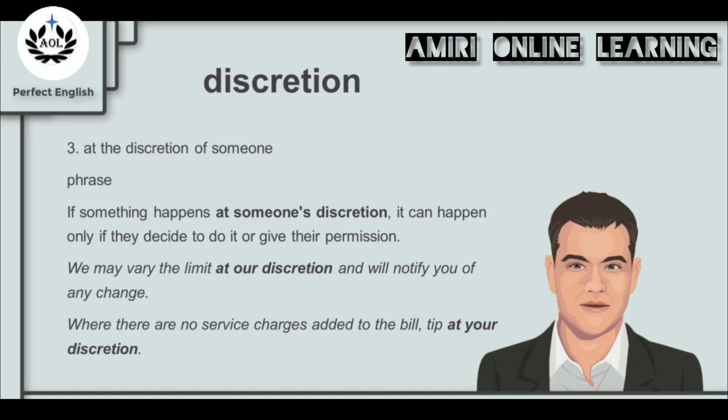Or here's another example where there are no service charges added to the bill, tip at your discretion. Well, we're not saying that you have to leave a tip, but we're kind of like asking you nicely to tip, but it's at your discretion. So that means you decide whether you want to do this or not, and obviously you decide the amount of the tip because we don't have service charges added to the bill.